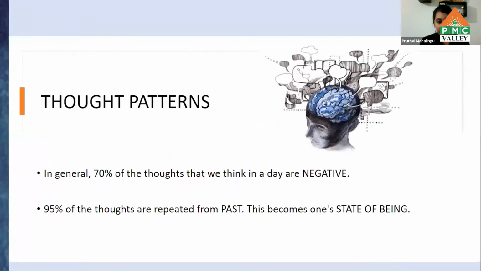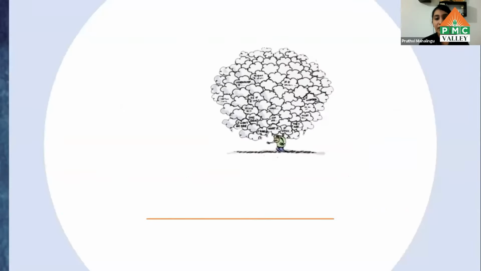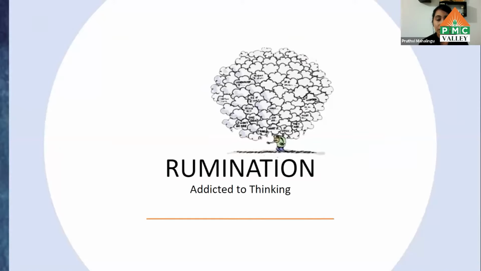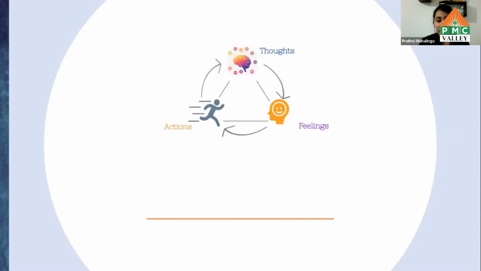So every day, generally 70% of the thoughts that we think are negative, and 95% of the thoughts are repeated from the past. Because of this, the negative repeated pattern of thinking becomes the state of our own being. And this repeated negative thinking is called rumination in psychology, where we get addicted to thinking. Thinking becomes habituated, and we don't take any action but keep involving ourselves in thinking only and not do anything else. So this is called rumination, and there is a misalignment happening due to this.